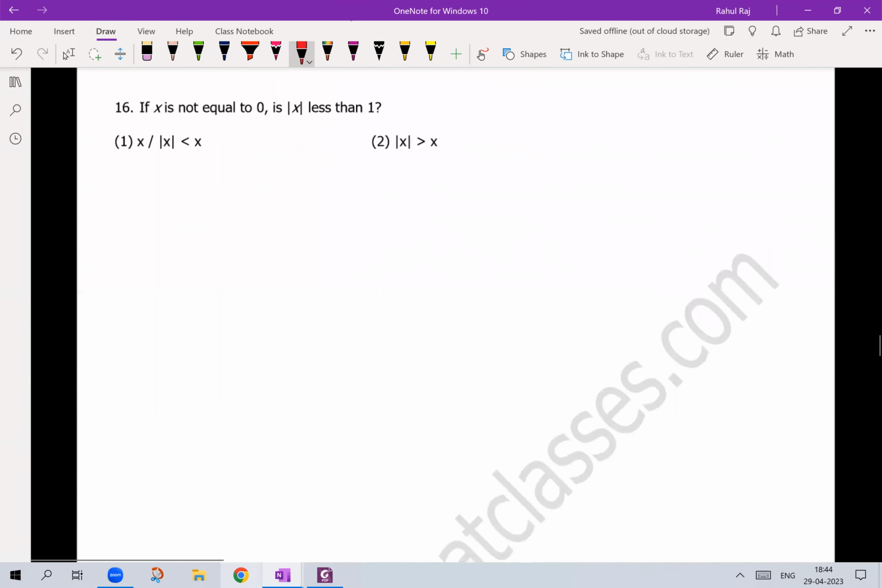Try question number 16. Good one. Now it's up to you. You want to solve the equation, you want to take numbers, whatever you want to do. It's a good question. Please try. Take 2 minutes, please.